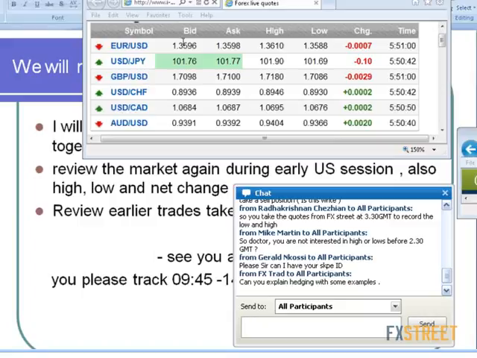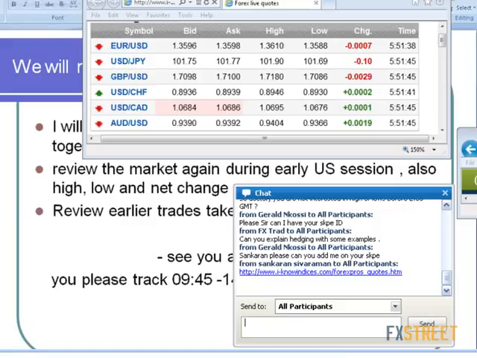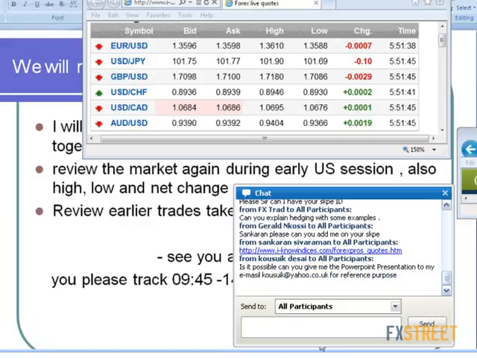But if you practice it on a daily basis, in a few days, definitely you will be able to perfect it. And Radhakrishnan asks where you take the course from. From FX Street at 3:30 GMT to record the lows and the highs, I'm using this live market code page. You can take it from FX Street also. There are various code pages available, and whichever is convenient to you, you can use it.